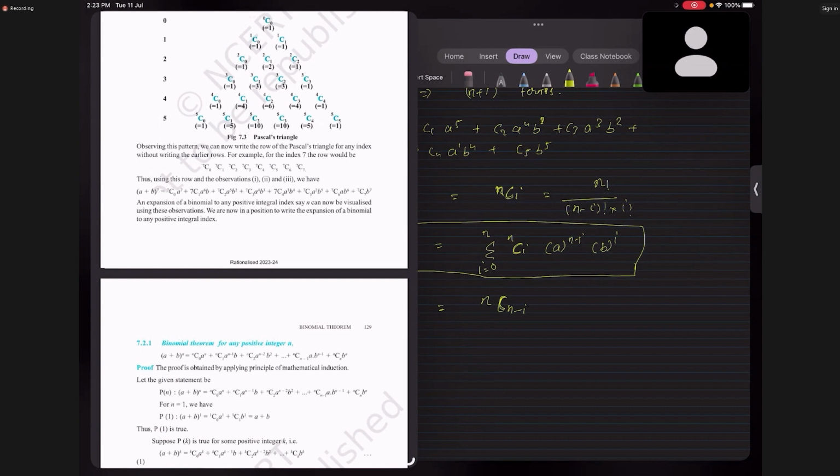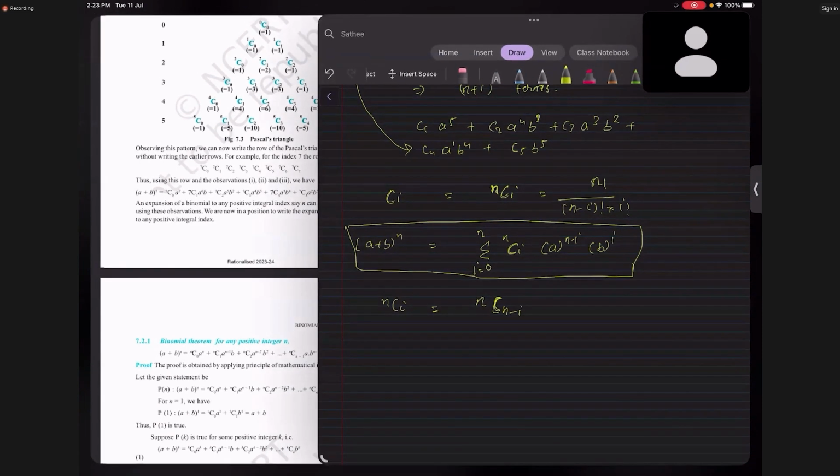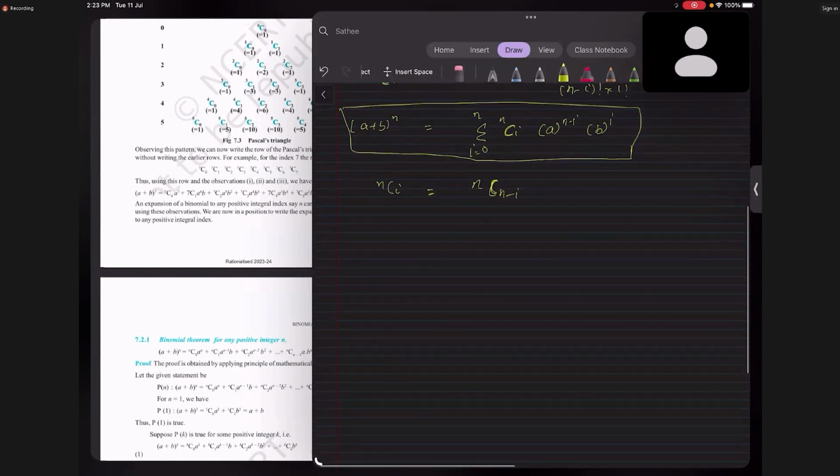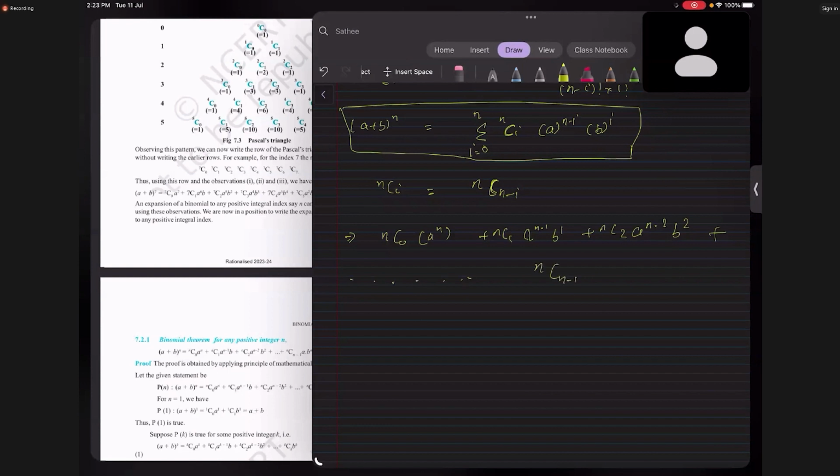One thing that is special to notice is that if you expand this formula, then this would be something like nC0 a to the power n plus nC1 a to the power n minus 1 b1 plus nC2 a to the power n minus 2 b2 plus so on. This would end with nC(n minus 1) a b to the power n minus 1 plus nCn a to the power 0 b to the power n.